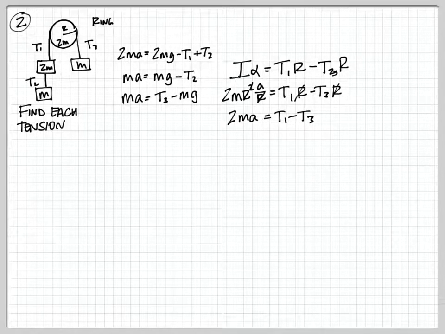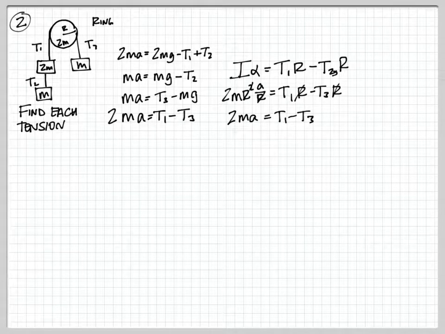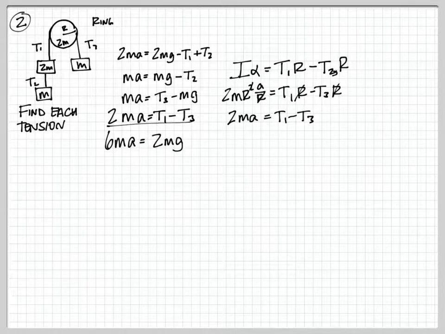Now I have a fourth equation to put over there, and it's going to make everything go away and behave nicely. So we'll just write it down right there. 2ma equals T1 minus T3. We're going to add all four of those together. So adding all the masses, I get 6ma. Then all my T's go away, and I've got 2mg plus mg minus mg. That's just equal to 2mg. So right here, we have the acceleration is g over 3.